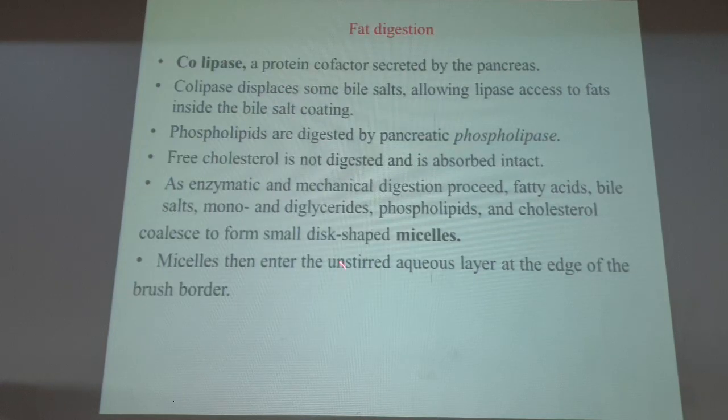Why? Because micelles can enter the unstirred aqueous layer at the edge of the brush border. Unstirred means we have a layer around the brush border that is not always mixed with the content.